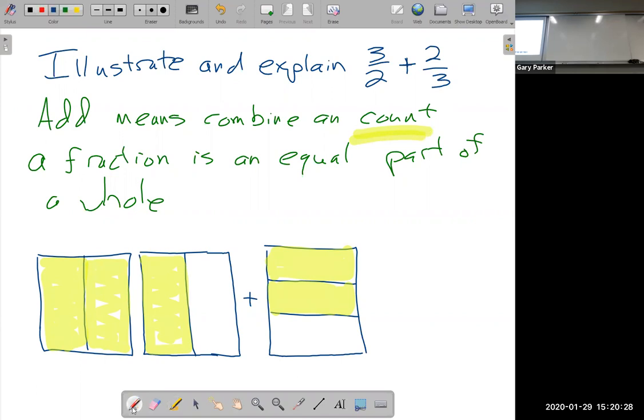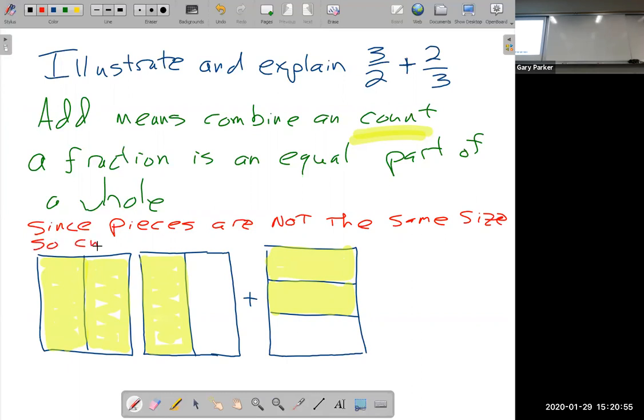So I'm going to make a little note. Since pieces are not the same size. So this is what I mean by explain, right? You have to tell me why you're doing what you're doing. I can see that stuff happen. You need to tell me why. So cut each like the other.